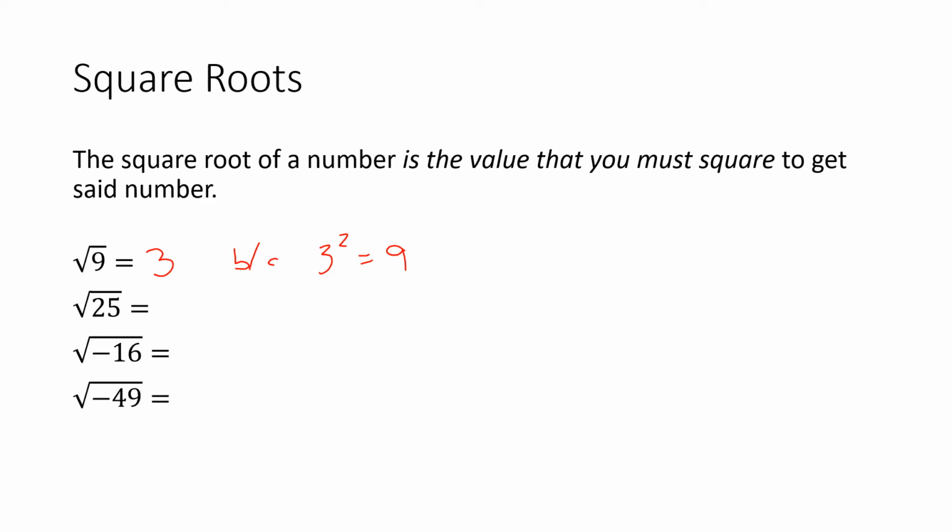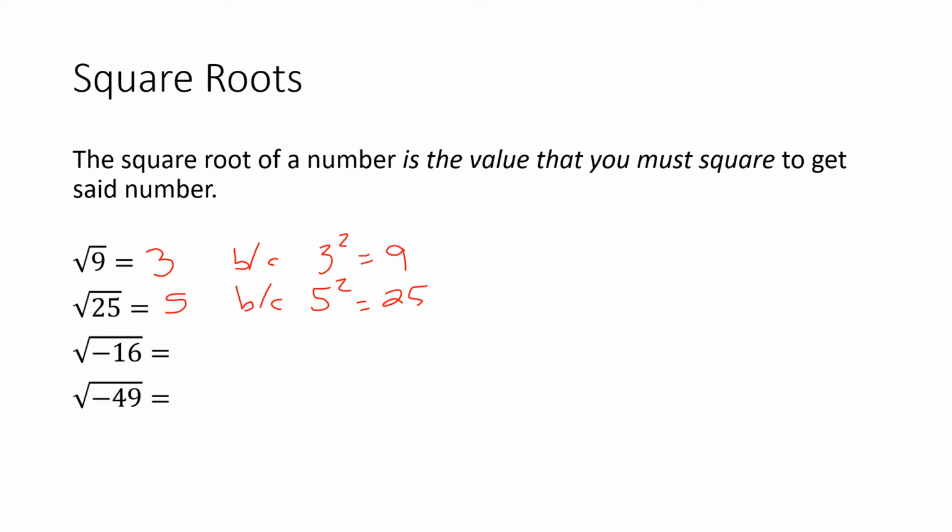Okay, so apply the same principle to 25. The square root of 25 would be 5 because 5 squared is 25. 5 times 5 is 25. So the opposite of that, the square root of 25, would be 5.